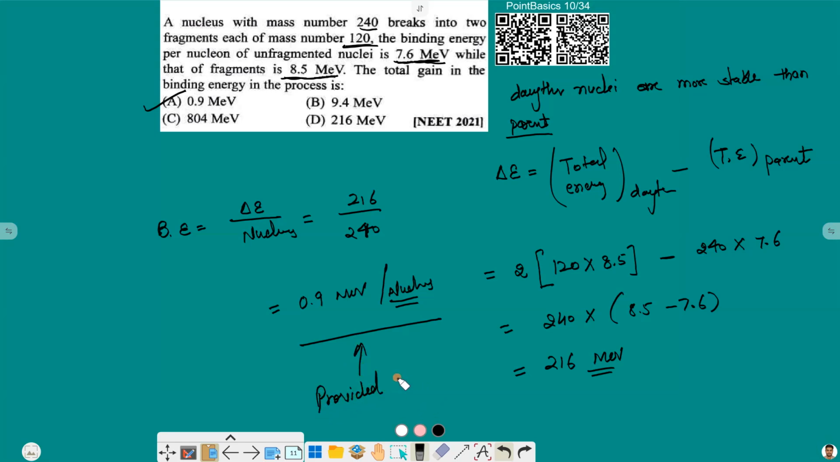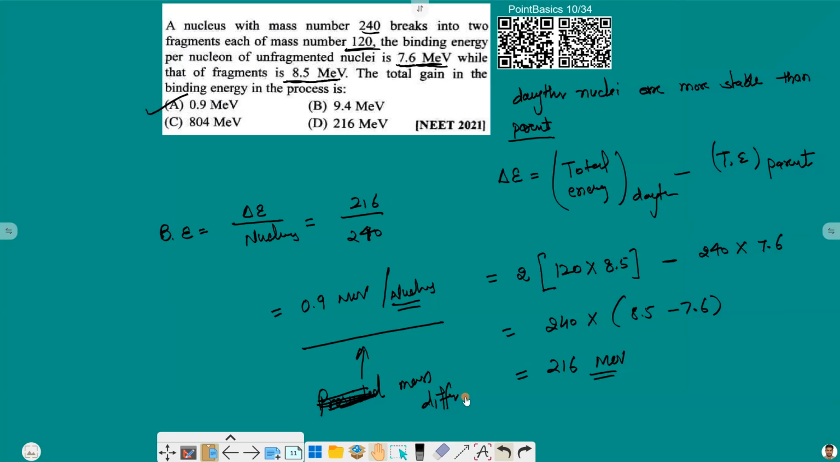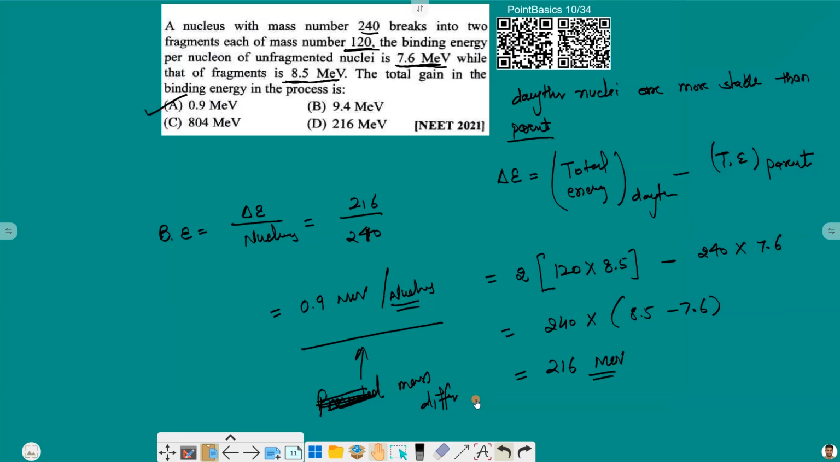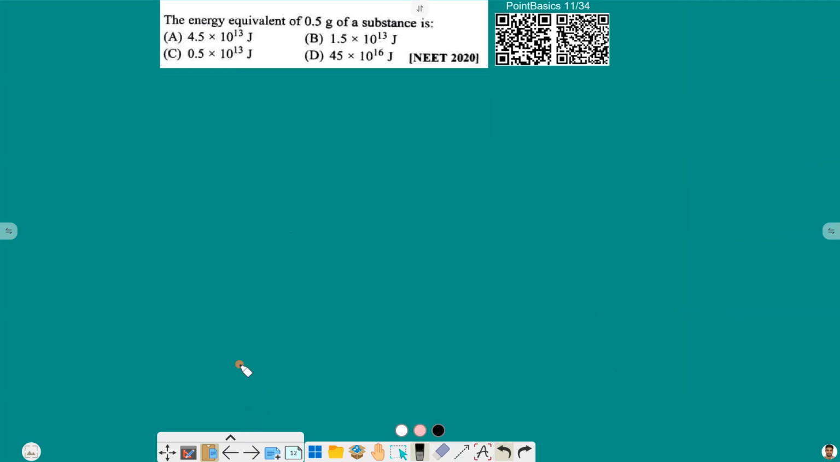Oh, sorry, not provided from the outside. It has to come from the mass difference. Yeah, it has to come from the mass difference. It's basically a nuclear fission process. Now let's move ahead.